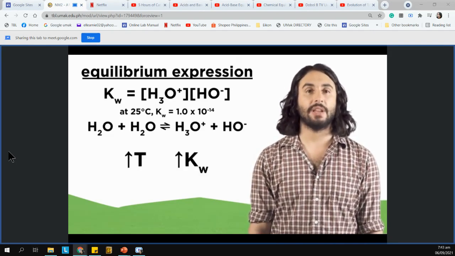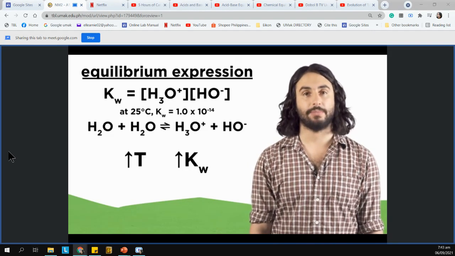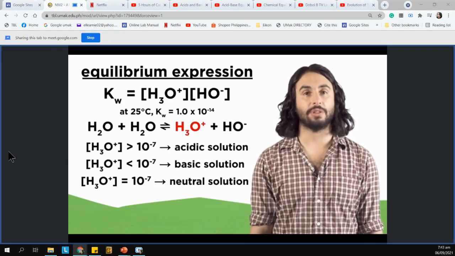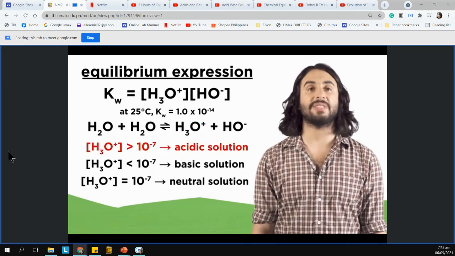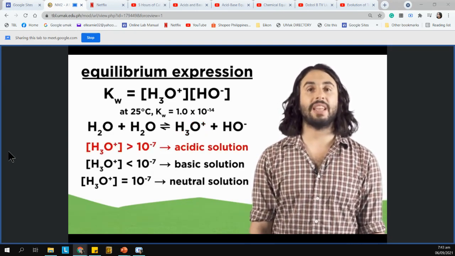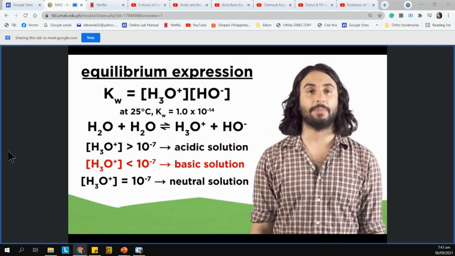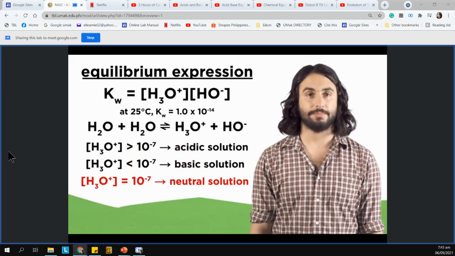As temperature increases, Kw increases. Hydronium concentration, which is essentially proton concentration, if above 1 times 10 to the negative 7, gives an acidic solution. If below, it's basic. If equal, it's neutral.